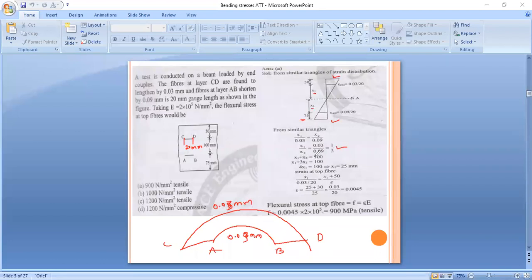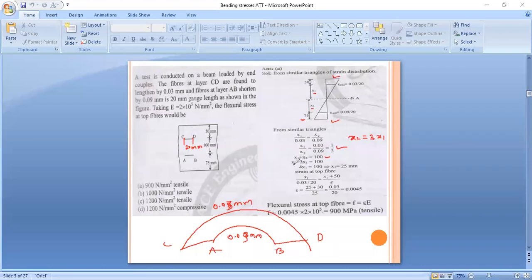So x1 plus x2 is equal to 100 mm. Now we will convert this equation: x2 is equal to 3 times x1. From this equation, x1 by x2 is equal to 1 by 3. So x2 is equal to 3 times x1.